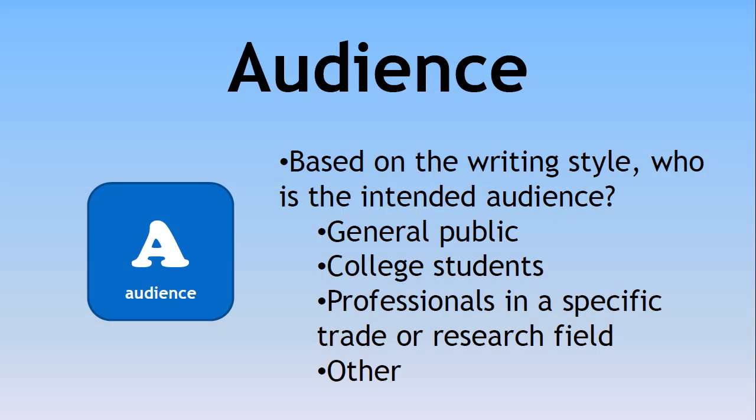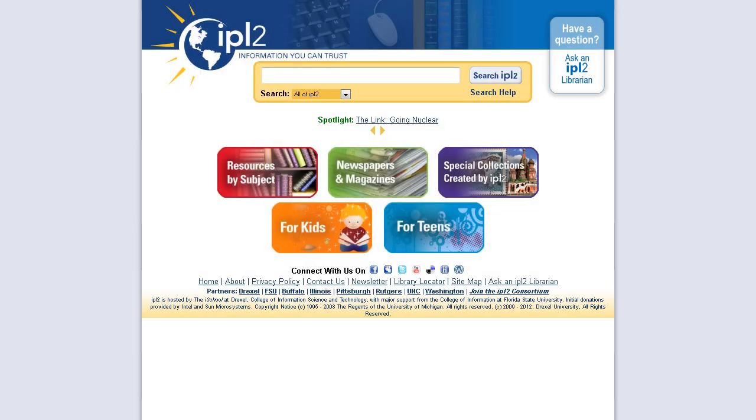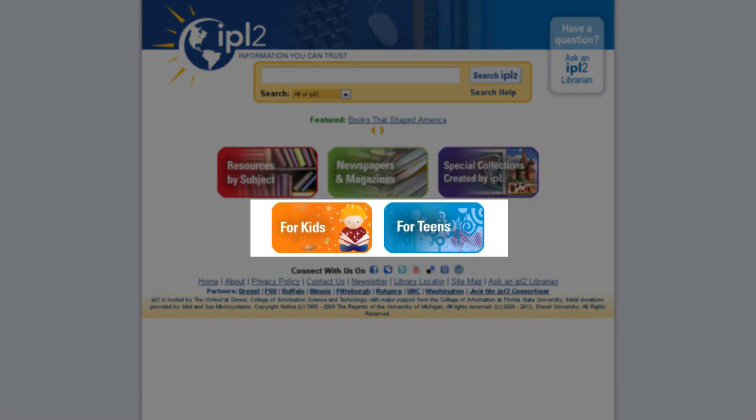Step 5. No matter what type of source you are using, it is important to consider the target audience. Is the information presented for the general public, for college students, or for professionals in a specific trade or research field? Or is it for an entirely different audience? This particular website has sections for kids and for teenagers.